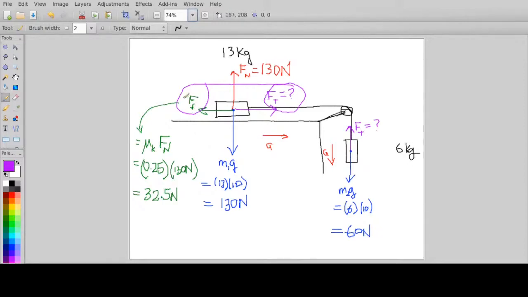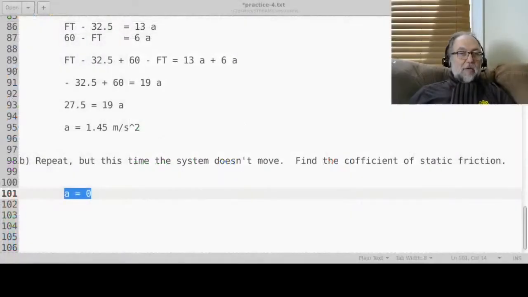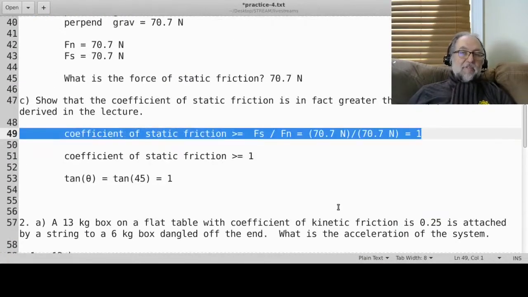If this is 60, FT is 60, then the static friction has to be 60, and you get that the force of friction is 60. And then you have all of the forces for this one. You're going to have 130 up, 130 down, 60 to the right, 60 to the left, and you've basically got all the forces there. And then finally, to solve for the coefficient, you make use of this formula here, just like we did above.